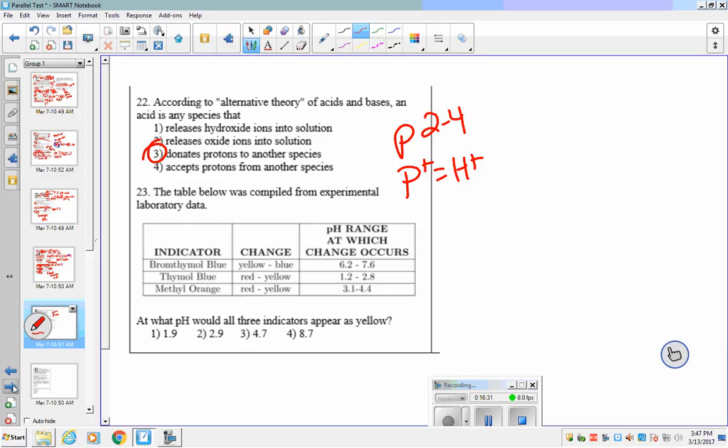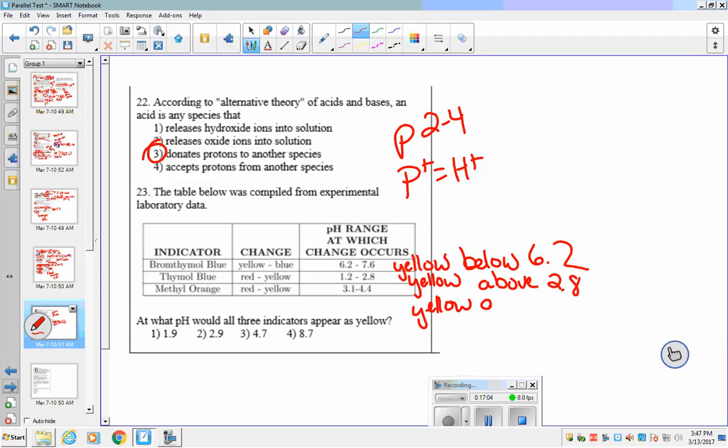Number 23. We have this laboratory data. If we want each of these to appear yellow, this is going to be yellow below 6.2. This is going to be yellow above 2.8. And this is going to be yellow above 4.4.